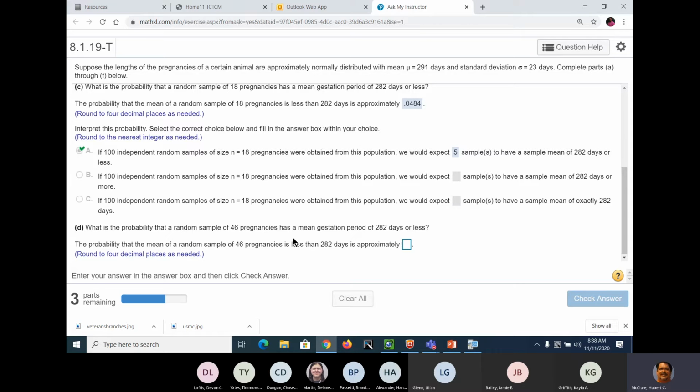$291, $314, $337, $360, $268, $245, and $222.